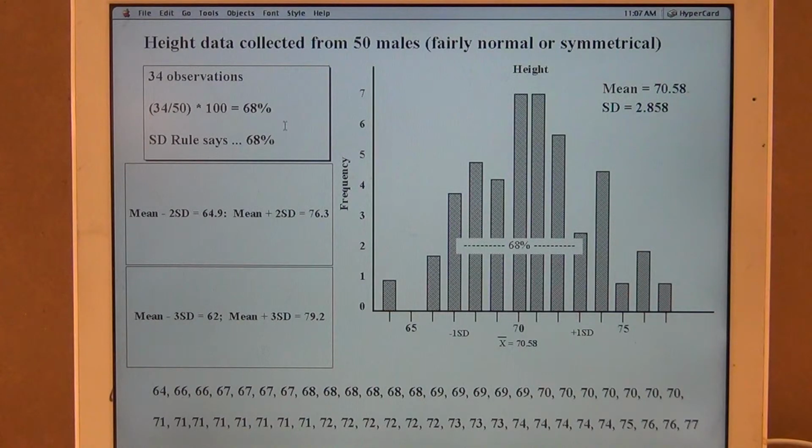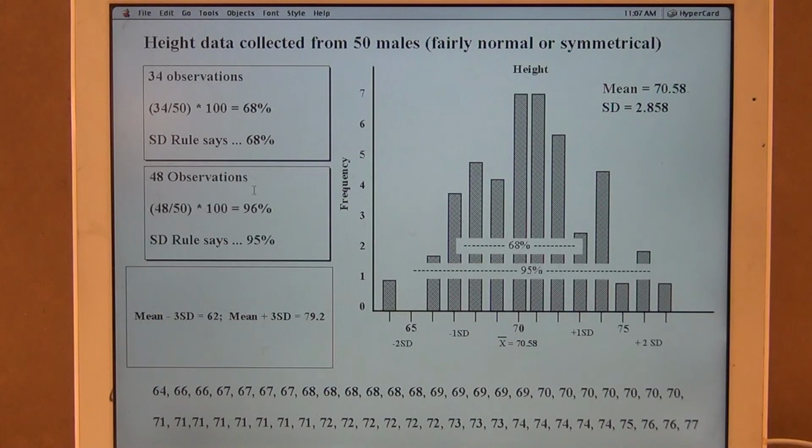So you'll see this fits the rule. Let's look at 2 standard deviations. Well, if you added up all of this, we would get 48 observations, and we started out with a sample of 50, so 48 divided by 50 times 100 gives me 96% of all the data points fall between -2 and +2 standard deviations, and the standard deviation rule says it should be about 95%.